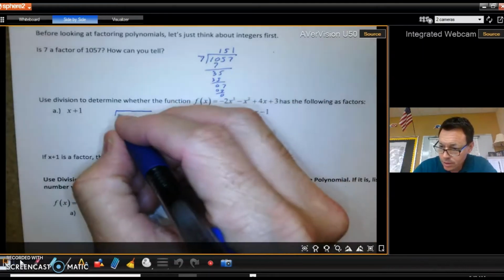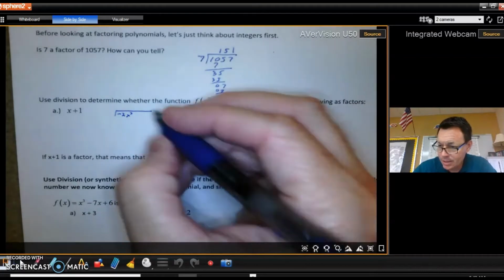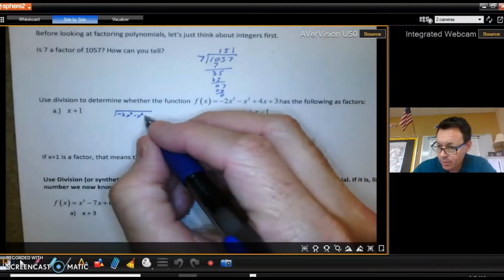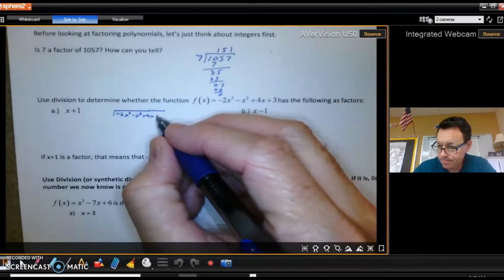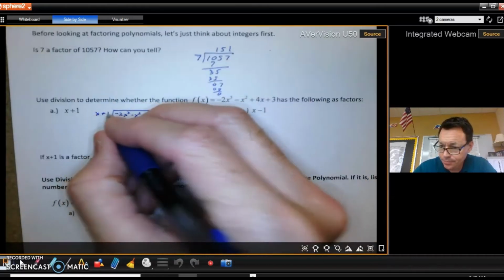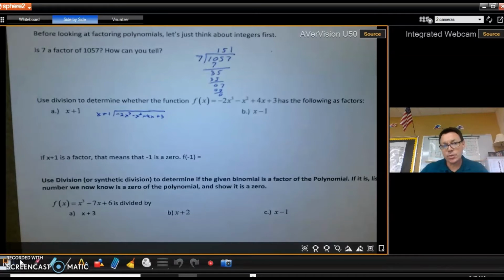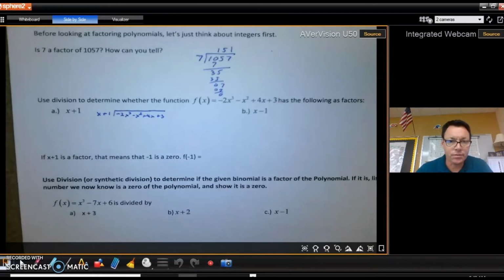So negative 2x cubed minus x squared plus 4x plus 3. And I'm trying to see if x plus 1 goes into it. Now, when you do long division, which I am going to show you a shortcut for in a second, but something we're going to do next chapter, you do have to know how to do this long division.